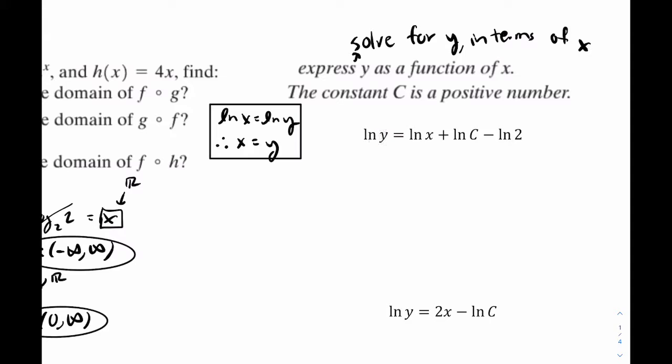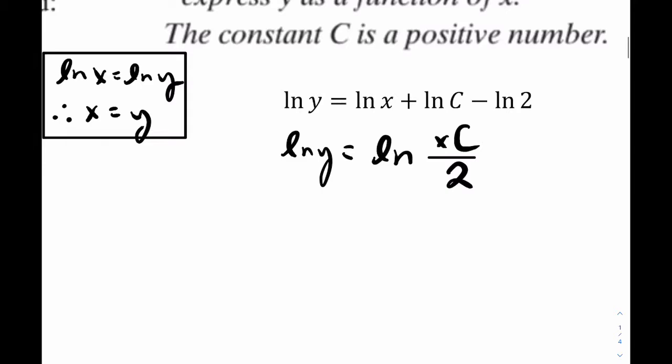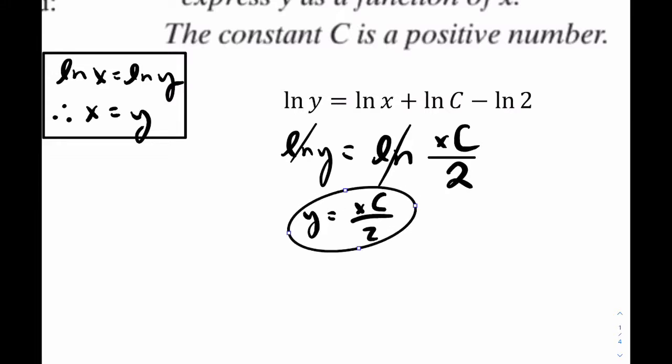So the left side is okay, natural log y. The right side, we've got to combine all these logs. So that would be natural log x, c on the top, because I can see there's a positive, and 2 is on the bottom. And now I'm in this situation we outlined right here. So we're going to come back here, basically take those out. So y equals xc over 2. There's our answer.